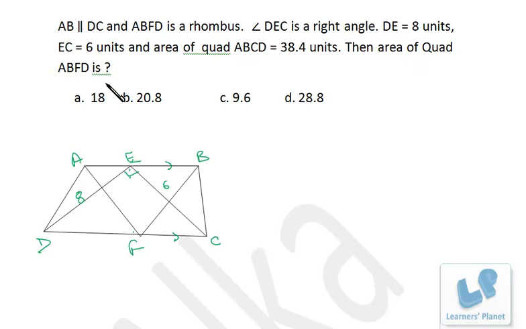The area of quadrilateral ABFD is to be found. ABFD is a rhombus, so we have to find the area of this rhombus. Now friends, see, this is 8, this is 6. That means DC must be 10, right? And the altitude of this trapezium as well as of triangle DEC we can find out. I suppose this altitude has the length D.